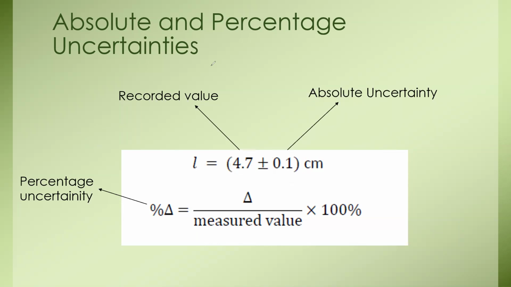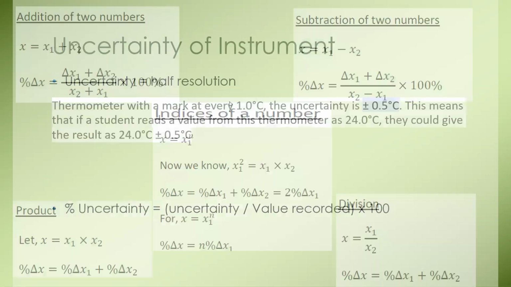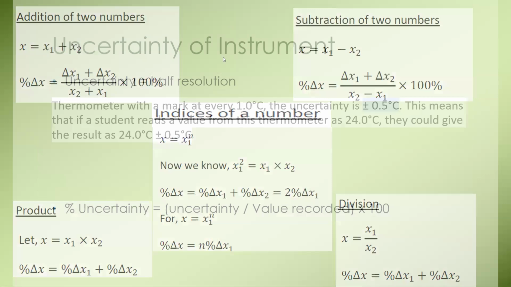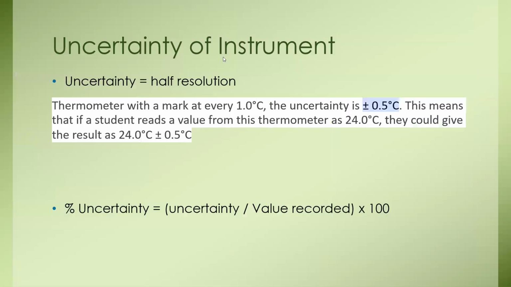Compound uncertainties, for example, if you collect two or more physical quantities and you want to work out the uncertainty of the group of data, how can you work out the uncertainty? There are different ways to work it out. So for example, if we have a group of data and we want to find the uncertainty.